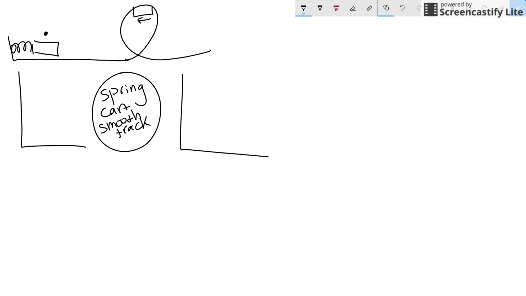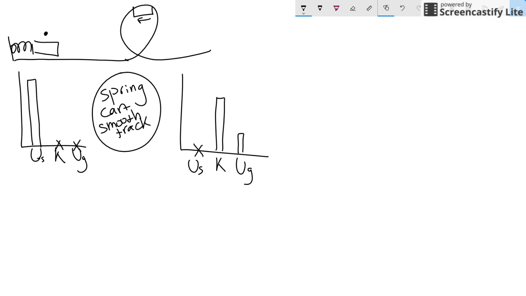In the first snapshot, I see that a spring is compressed, so I'm going to say US for spring energy. Put that bar all the way to the top. And I see that even though the spring is compressed, the cart is not moving, so I know that there's no kinetic energy and it is on the ground, so it has no height, so no gravitational potential energy. In our second snapshot, the spring is no longer compressed, but the cart is moving, and it has some gravitational potential energy from it having height.